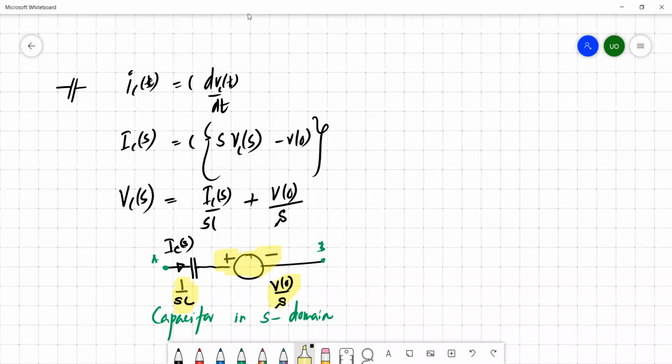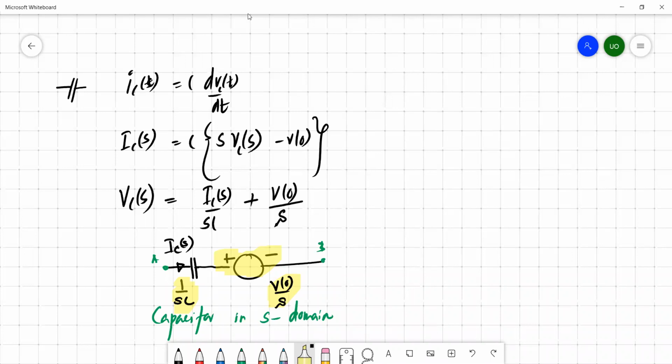So then we have two replacements. If you have an inductor with a non-zero initial condition, you can simply replace the entire inductor in time domain with the S domain model. So it would be an element having the impedance of Ls and a series voltage source with an opposite polarity, and the value of the voltage source is simply L times the initial condition of the inductor.